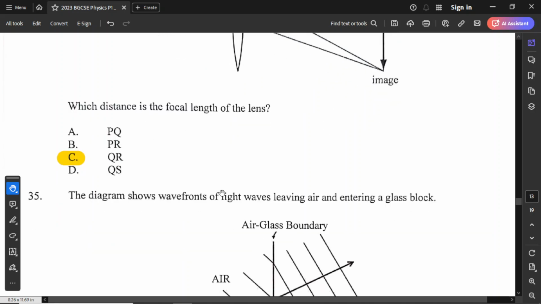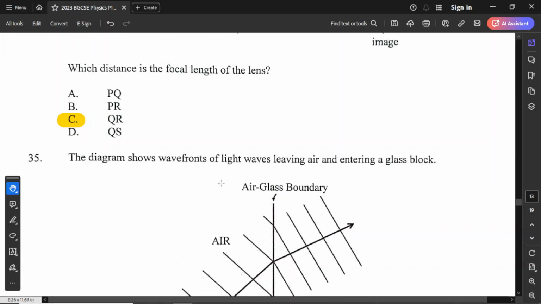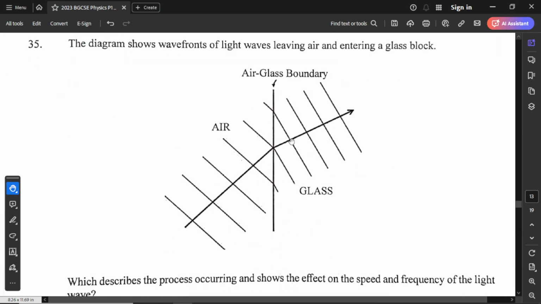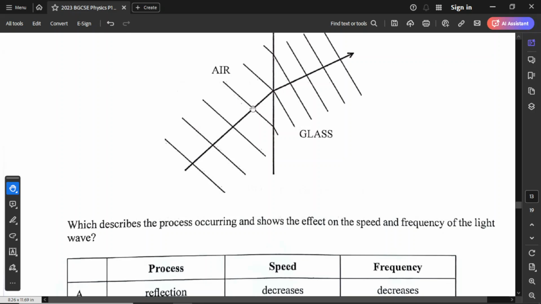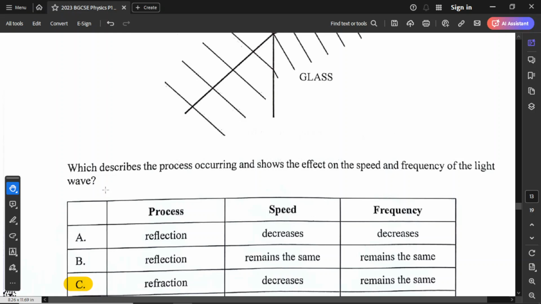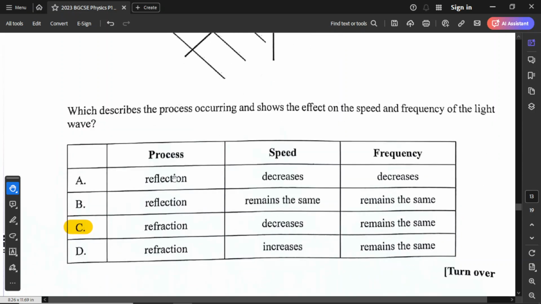Now 35, a diagram shows wave fronts of light waves leaving air and entering a glass block. If you notice the air and the glass block, notice that it actually changed in direction because refraction is taking place, two different mediums of different optical densities. It asks which describes the process occurring and shows the effect on the speed and frequency of the light wave. And so the process we know is going to be refraction, and so only C and D could actually be correct here.